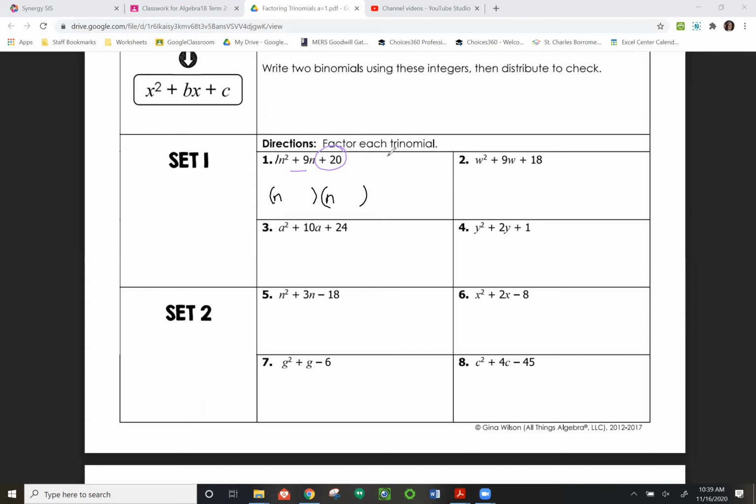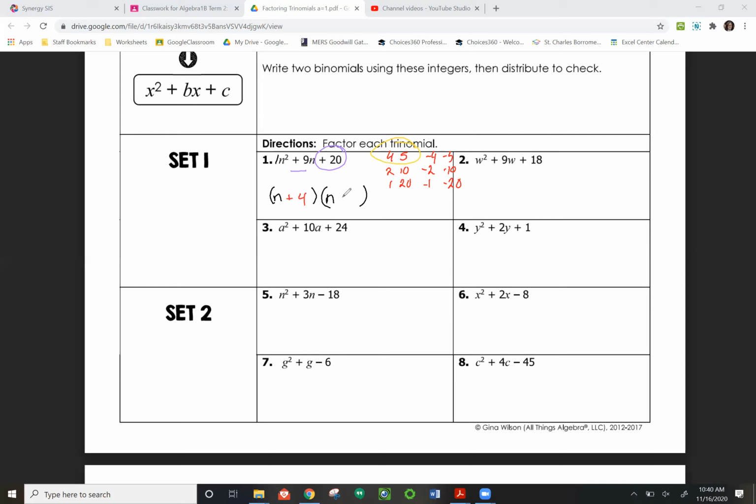Let's think of all the things that multiply together to give you 20. 4 times 5, right? Also negative 4 times negative 5. 2 times 10, negative 2 times negative 10. I have 1 times 20 and negative 1 times negative 20. So there's lots of different things that can multiply together to give you 20. But out of these 6 pairs, only one of them will add together to give you positive 9. Can you see it? Yeah, the positive 4 and the positive 5. So you just stick them right in there.